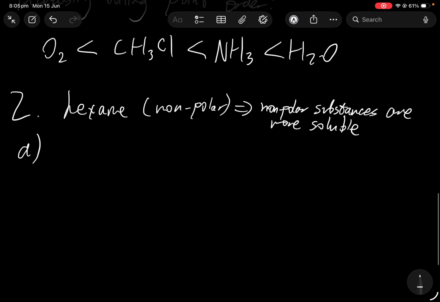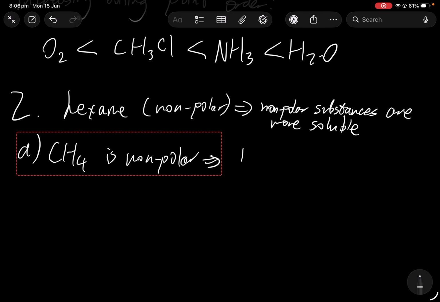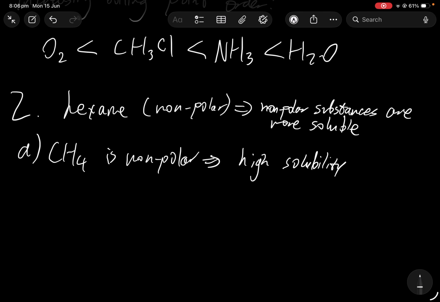And let's look at part A. Part A asks us methane. Methane is CH4. We all know what it looks like from organic chem. It's just a C in the center with 4 H's surrounding it. It clearly has symmetry because all of the charges are the same. So it's clearly non-polar. So CH4 is non-polar, and that makes it have a high solubility. That was asking? Predict the solubility, yes.